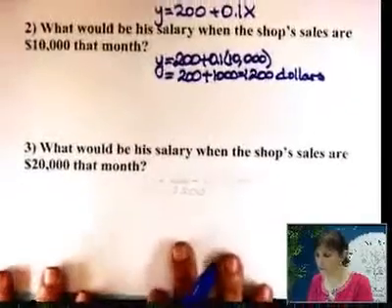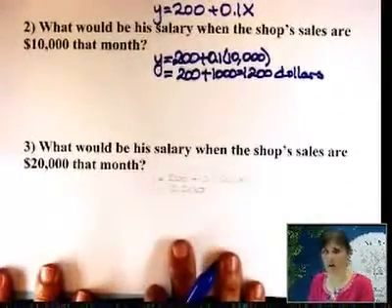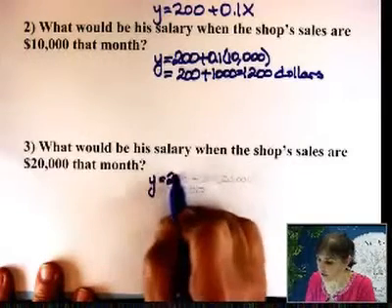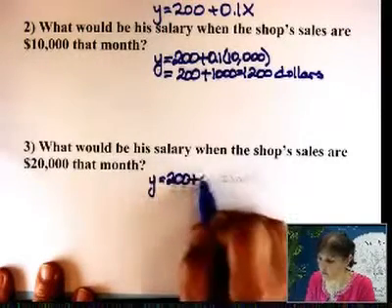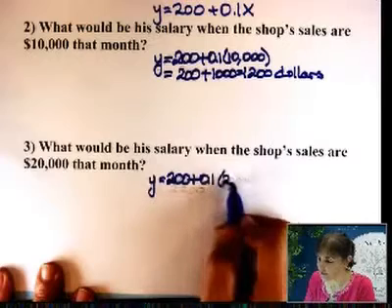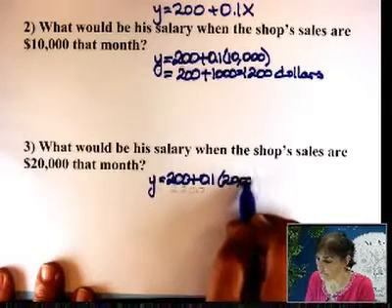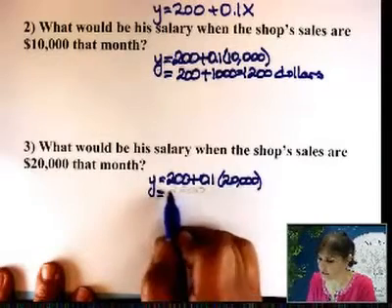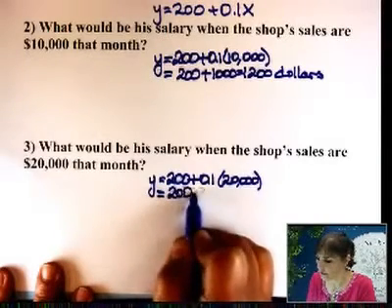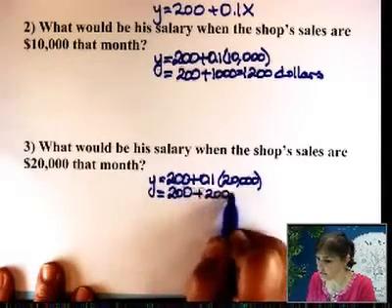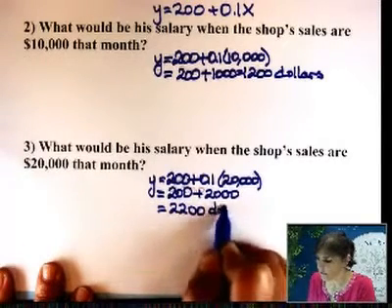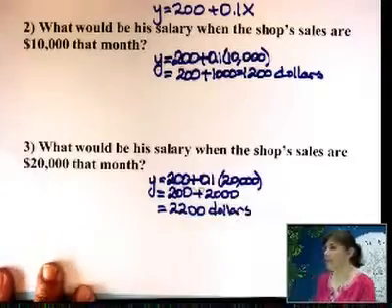What would be his salary when the shop sales are $20,000 that month? Okay. y equals, he makes 200 no matter what you do, 0.1 times, this time, 20,000. 0.1 times 20,000 is 2,000. So 200 plus 2,000, $2,200. So the more he sells, the more money he makes.